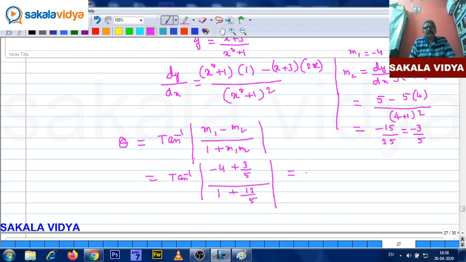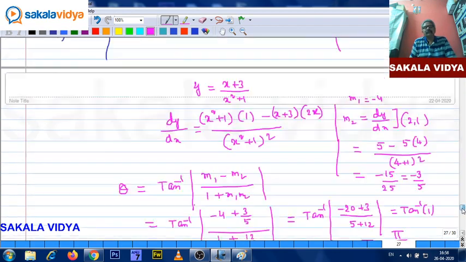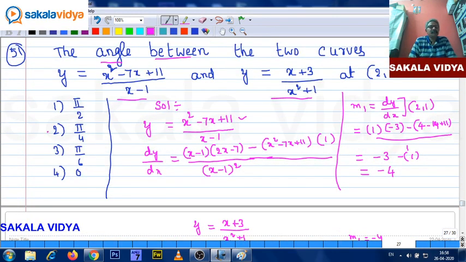So, this equals tan inverse of mod minus 20 plus 3 upon 5, 5 cancels, 5 plus 12. This will be actually minus 17 by 17, mod minus 1, 1 only. Tan inverse 1, whose value is 45 degrees, pi by 4. Second option is the right option.